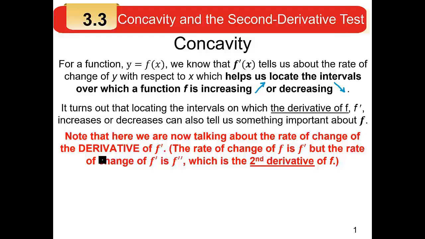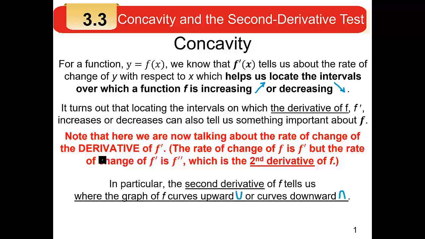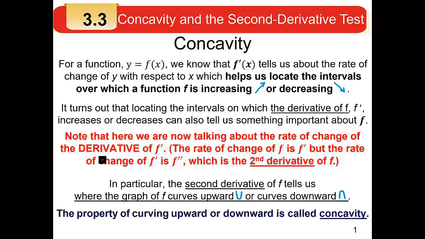I want to emphasize here that we're talking about the rate of change of the derivative, not the rate of change of the original function, but the rate of change of the derivative of the original function, which is the second derivative of the original function f. In particular, we're going to find out that the second derivative of f tells us where the graph of f curves upward or downward. That property of curving upward or downward is called concavity.